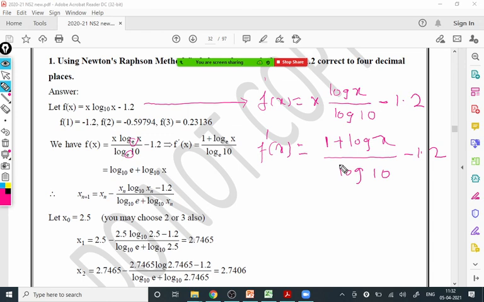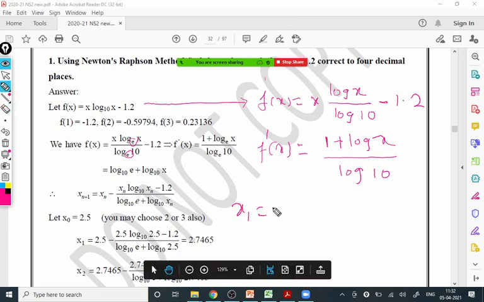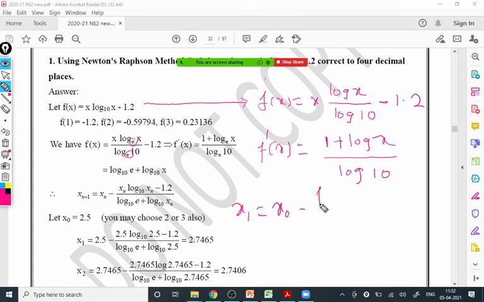So 1.2 is a constant. Yes, sorry, its derivative is 0. My mistake. Very good. So this 1.2 will not come there. So we have f of x, f dash x, and now we'll start x1. x1 equal to x0 minus f of x0 upon f dash of x0.